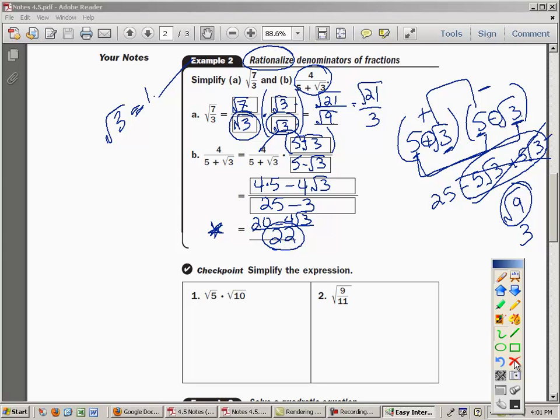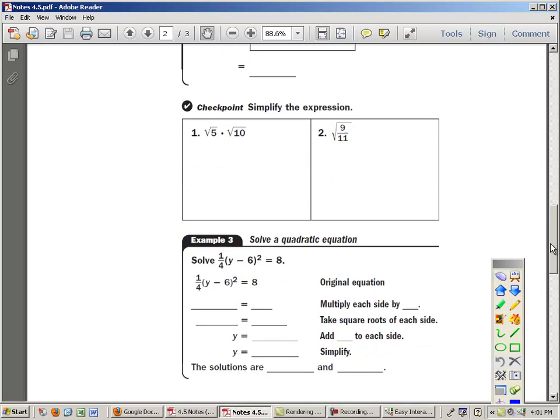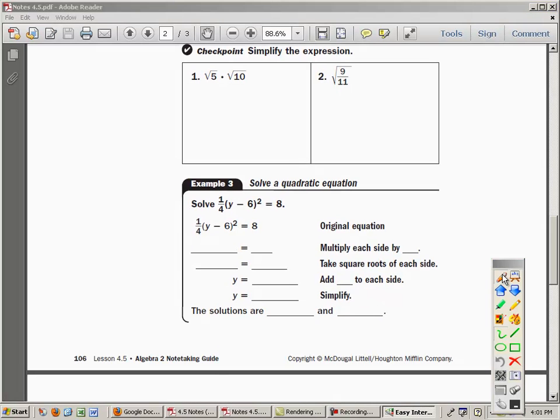All right, so let's go ahead and see if we can work through a couple of checkpoint problems. Try these, pause your video, try these two examples, and we'll be right back with solutions.